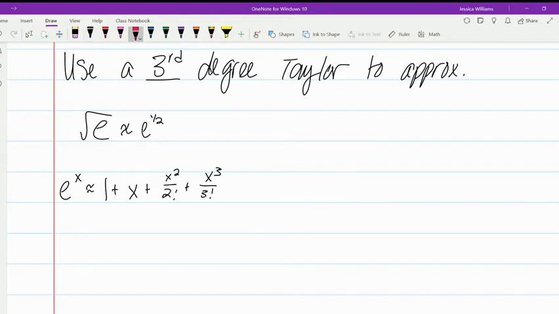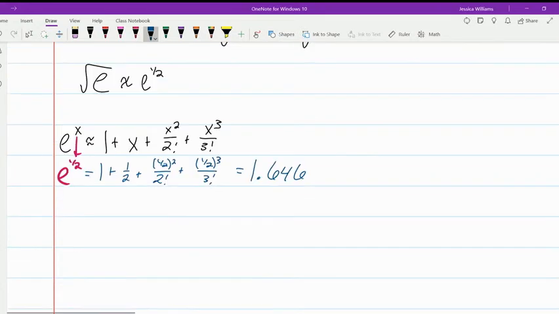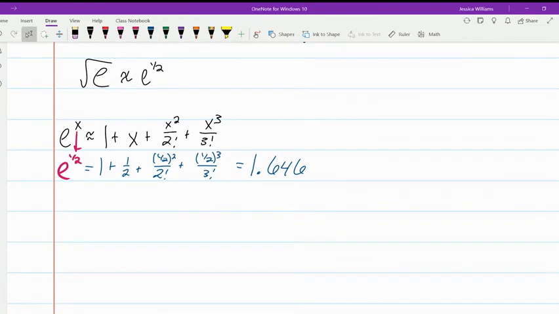If they want me to use this to approximate e to the 1/2, I'm just going to replace all my x's with 1/2. So this is 1 plus 1/2 plus (1/2) squared over 2 and (1/2) cubed over 3. And if I type very carefully, I get 1.646. Okay, that's great. I hope it's good.